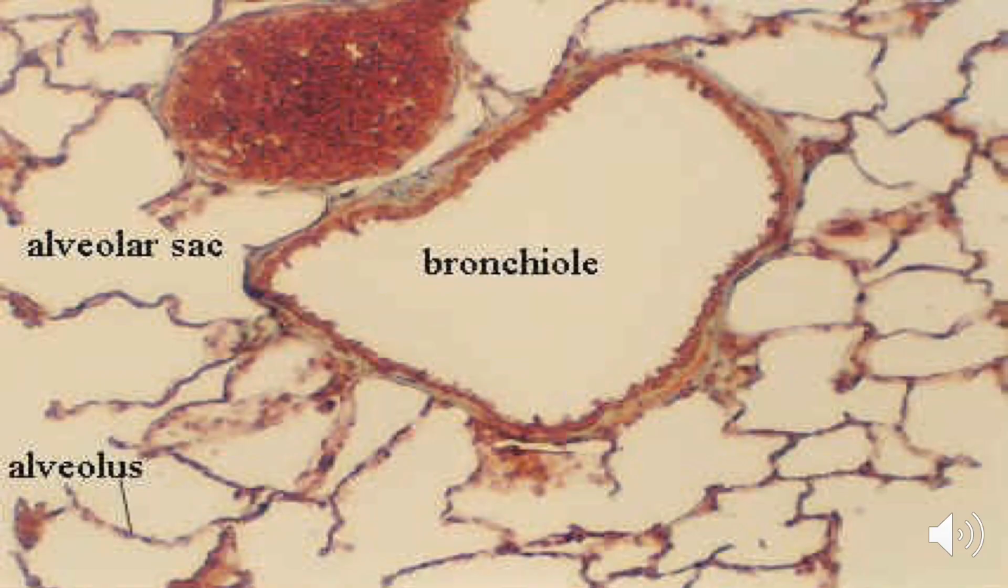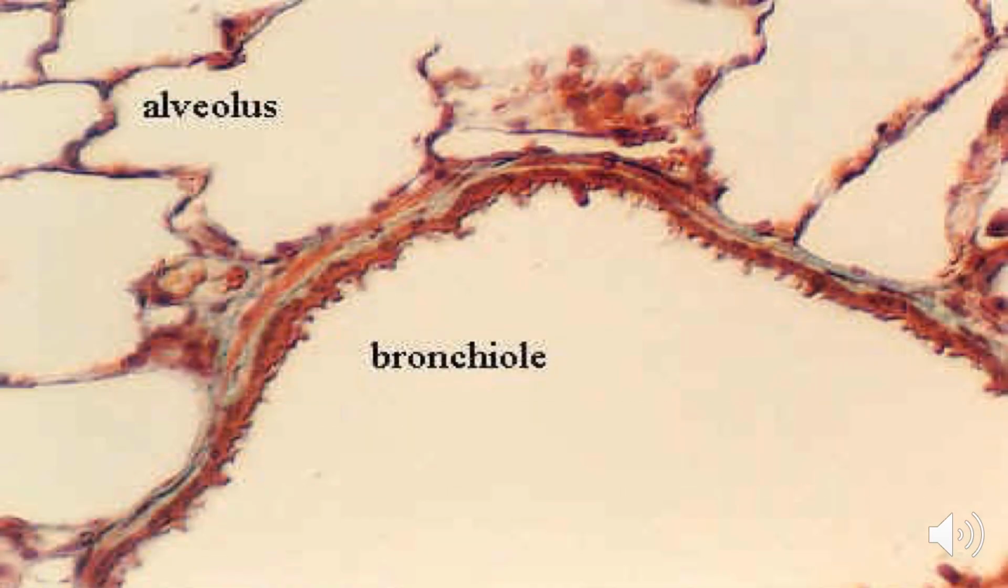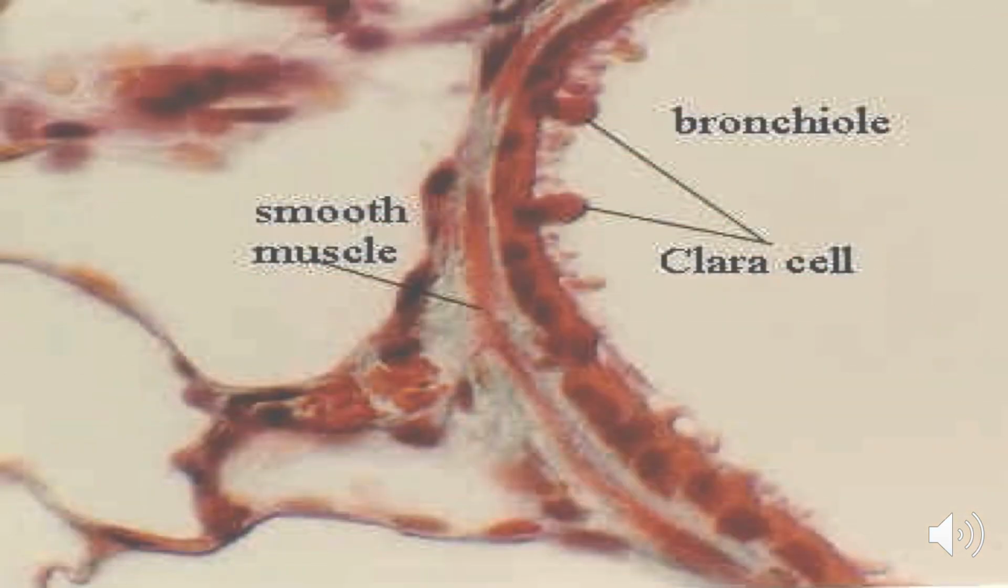This is a picture of a bronchiole. What we will do now is to view its lining epithelium under high power objective. And this is how its lining epithelium will look under HPO. We will now shift the objective from HPO to oil immersion. And this is how the lining epithelium of the bronchiole will look. You have columnar cells with cilia on their apical surfaces. Interspersed among them are the club-shaped Clara cells.